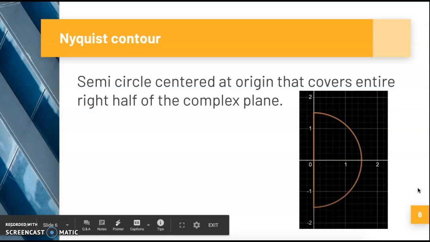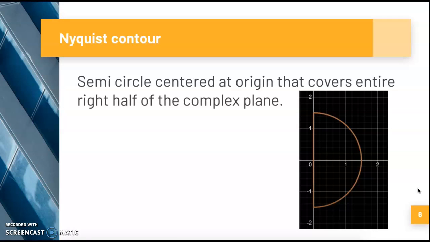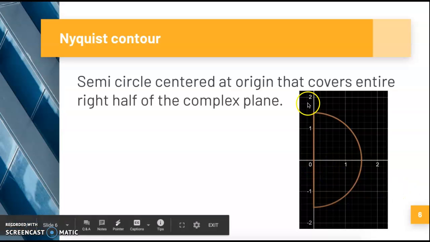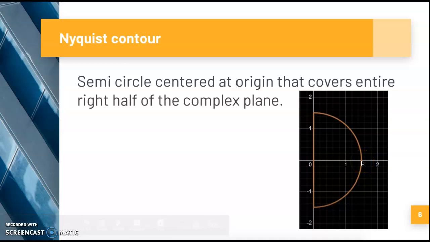So starting to connect it into the systems, the Nyquist contour is a contour in the complex plane that has a large effect on control systems engineering. So it is a semicircle centered at the origin that covers the entire right half of the complex plane. So here we show it with a radius of probably about 1.5, but the radius is actually infinite. So it does not have the bounds we see here. It would actually continue and cover the entire side of the complex plane.